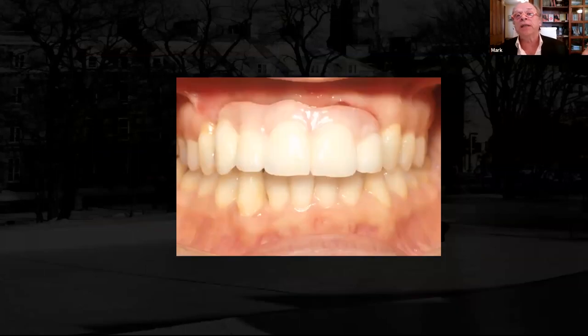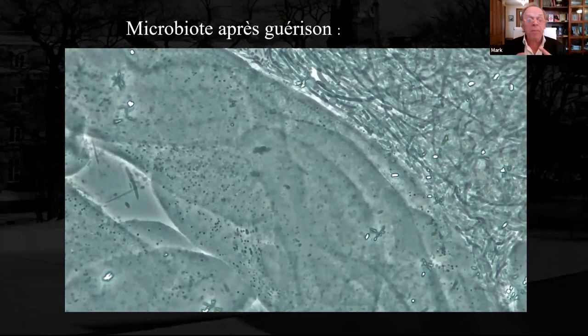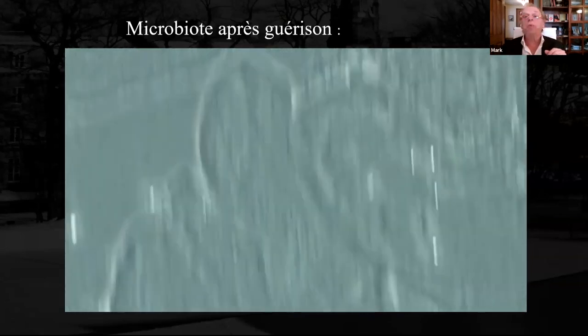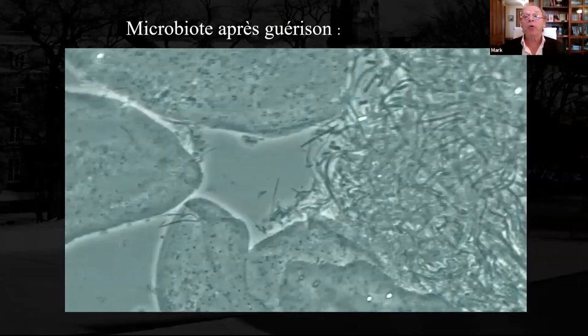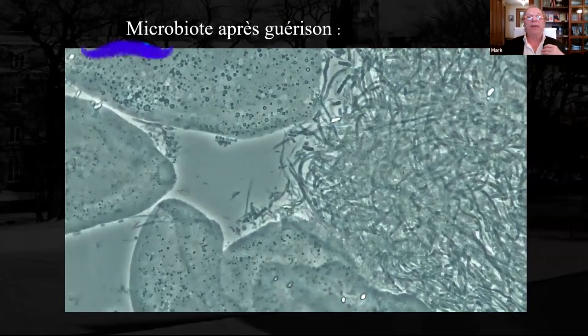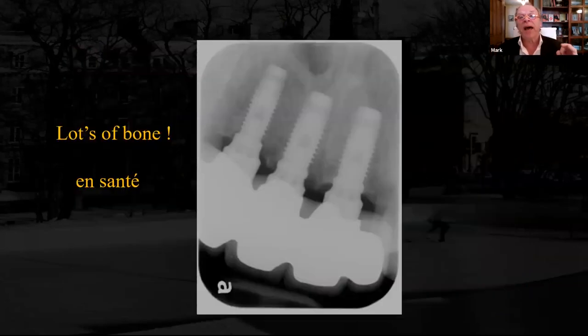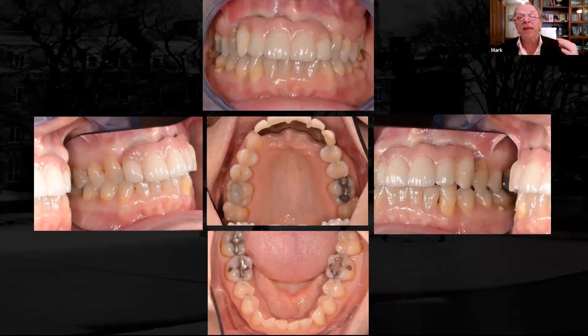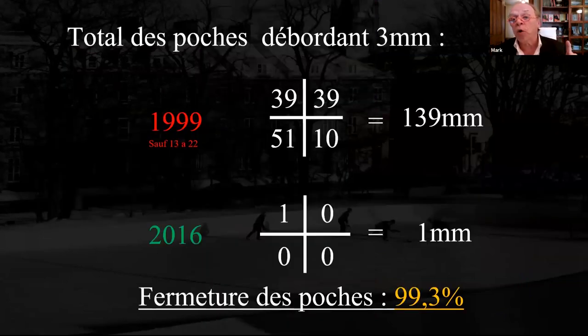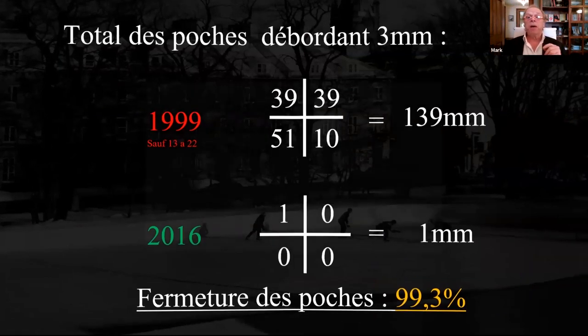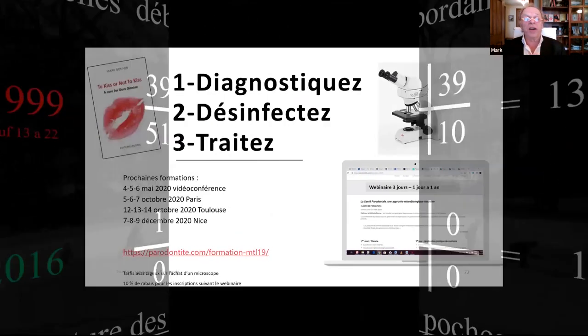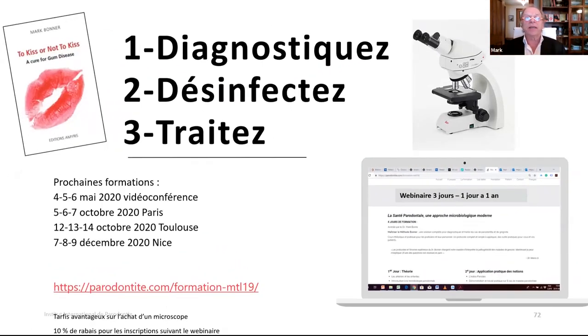So in those cases, this was what we did at the time. We put some implants, a little bridge with pink porcelain on top, but see how the microbiota is after healing. It's just dots in line, just cocci and filaments and epithelial cells, no white cells. See how we got lots of bone after that. See how nice the tissues are even 17 years after. But see how pocket closure would be 99% compared to the original, and one pocket left, a 4 millimeter. So it's 99% curing of the disease.